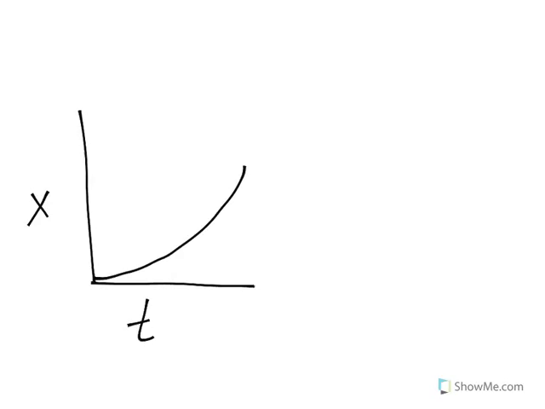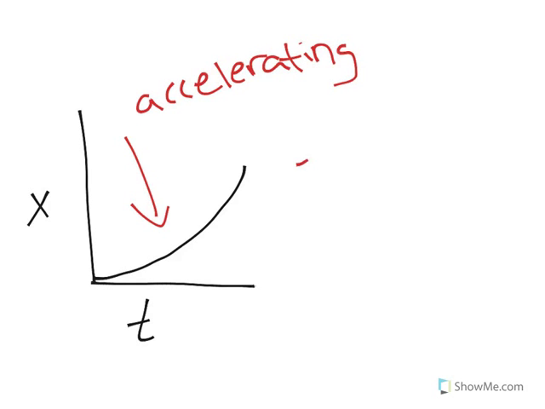On this one, what I want to make sure that you understand is that if the graph is curved, it doesn't matter which way it's curved, it is accelerating. If it is curved upwards, it's a positive acceleration. And if it's curved downwards, it's a negative acceleration. So if the curve is up, it's a positive acceleration. If it's down, it's a negative acceleration.